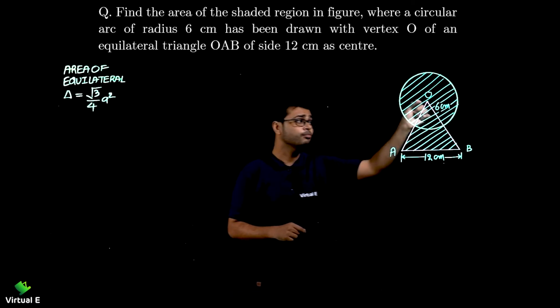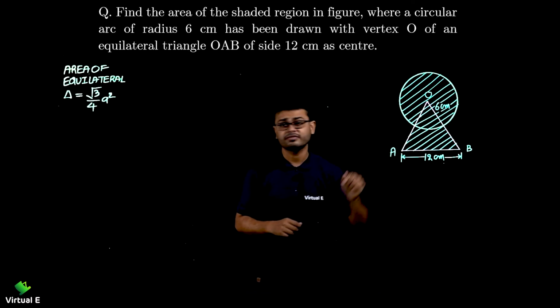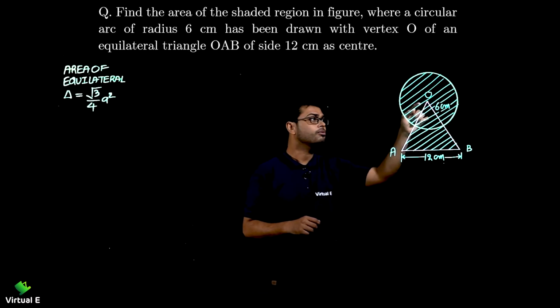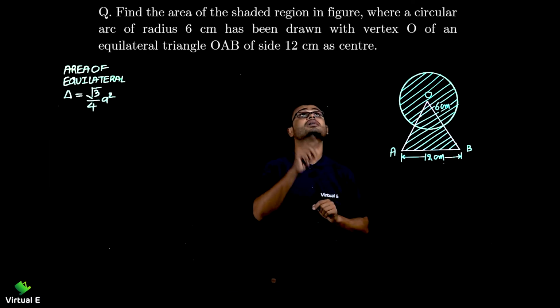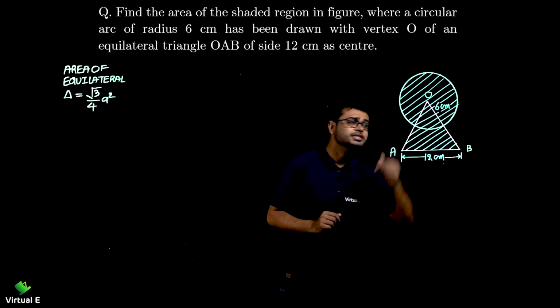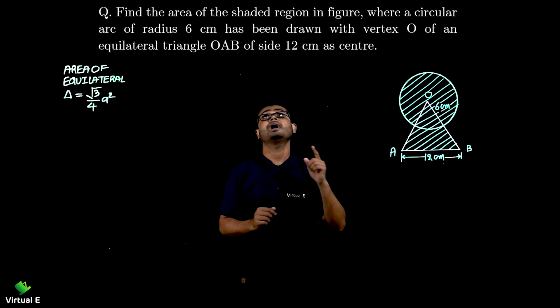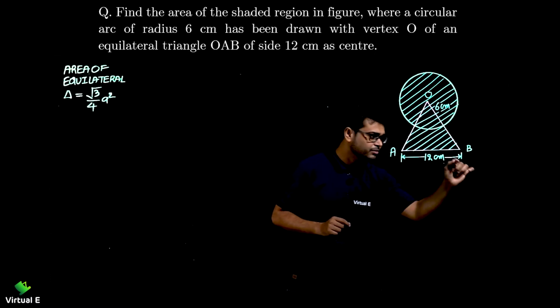Vertex means what? One point, you can say, where two lines are joining. So O is the vertex of an equilateral triangle and O is the center of the circle as well, right? One more thing, I think radius is also given, that is 6 cm. Yes, so radius is given 6 cm, good for us. And side of equilateral triangle, which is 12 cm.